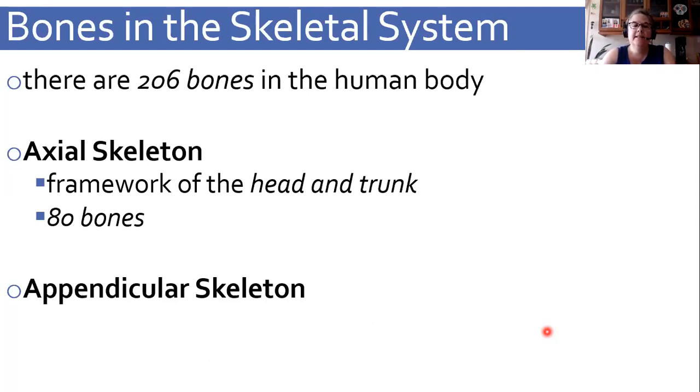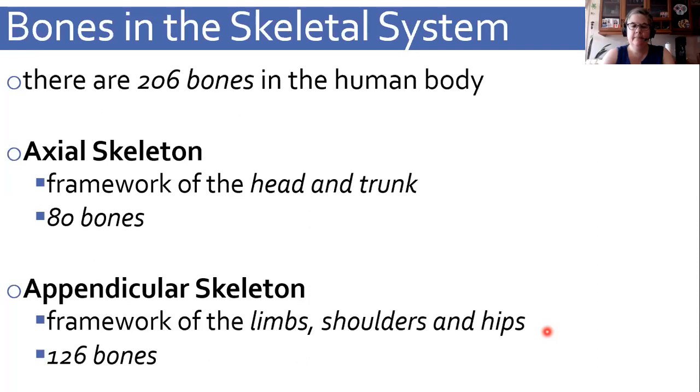Then the next one is called the appendicular skeleton. That includes our limbs: our arms and our legs and our fingers. It includes our shoulders, and it includes our hips, so our pelvic region. All those bones are included with this. There are 126 bones, and again, we don't have to know all of them, but we are going to pick the highlights.